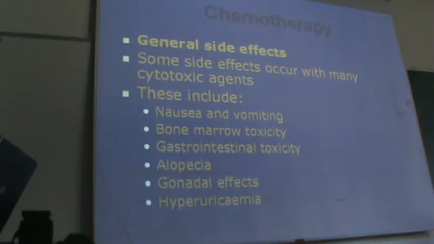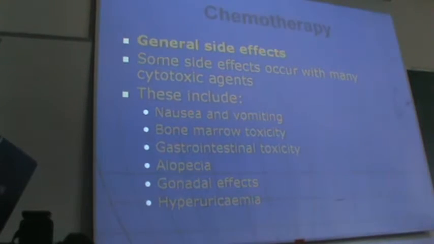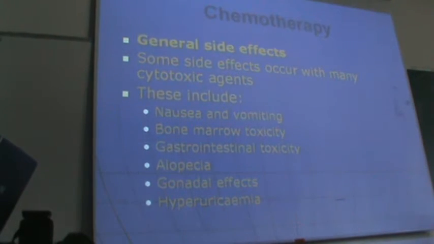It may induce menopause in those people, and probably the patient should be warned about this, especially if she is not married or she is planning to get children. And one of the problems also is hyperuricemia due to the liberation of uric acid, the end product of protein metabolism, when we have a bulky tumor, so that the uric acid is very high, so that it will give a gout-like problem and kidney stones.